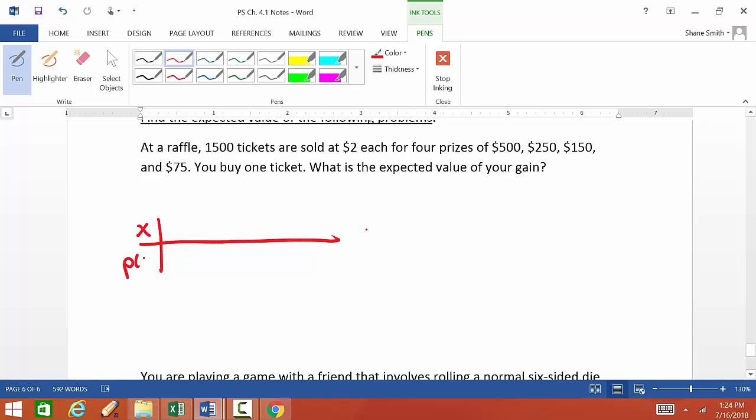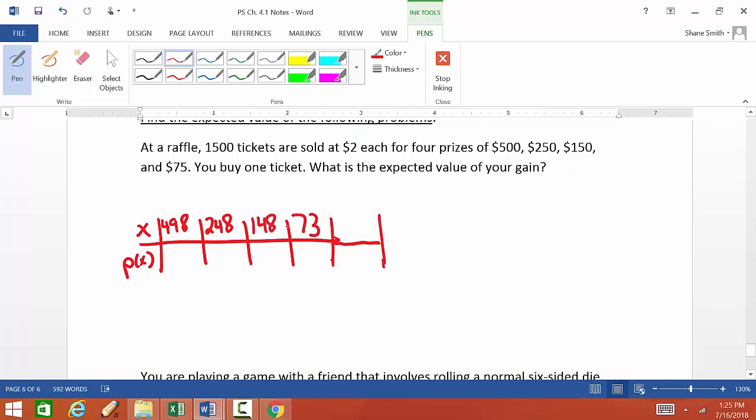So we're going to create a probability distribution. And in this probability distribution, we have to figure out, what does X represent? Well, that represents the possible values for buying a ticket. If I bought a ticket and won $500, we had to spend $2 to get $500, so really that's a $498 prize. If I win the $250 prize, it's really a $248 prize because I had to spend $2. And so basically we're just subtracting $2 from each prize.